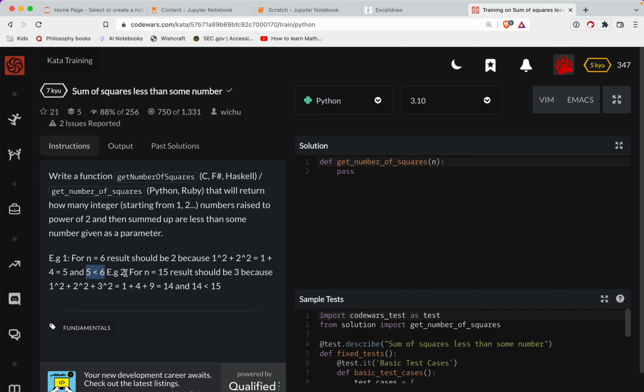Example 2. If the n is 15, the result would be 3, because 1 squared plus 2 squared plus 3 squared is going to equal 14, and 14 is less than 15. But then anything over that is where you have to stop.